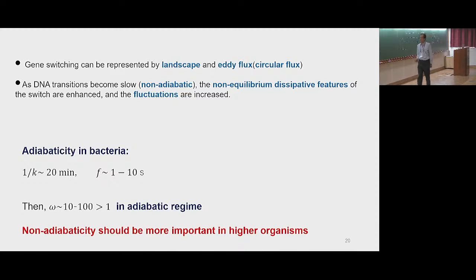But in higher organisms, in eukaryotes, we have many slow processes like chromatin structure change, histone modification, and DNA methylation. The time scales of these processes can sometimes be more than hours or days. So these processes should be non-adiabatic. I would like to emphasize that the non-equilibrium effects of non-adiabaticity should be prominent in eukaryotic systems.